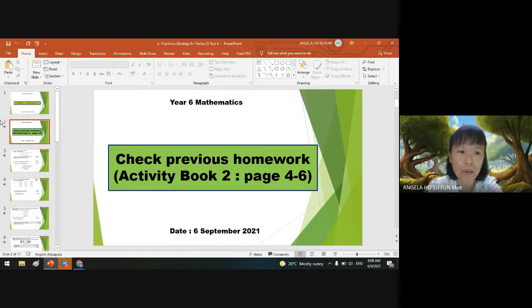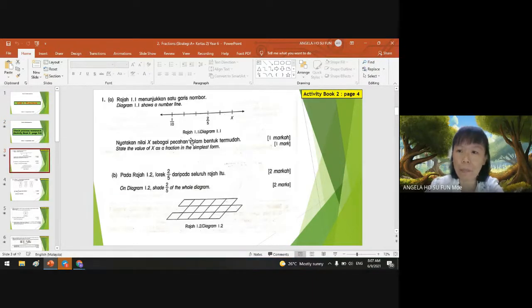Right. Let's look at page 4, question number 1. Look at the questions there. Diagram 1.1 shows a number line. This is a number line. It starts with 1 over 10, then this here you start at 2 over 5, and there is x at the end. So state the value of x as a fraction in the simplest form.